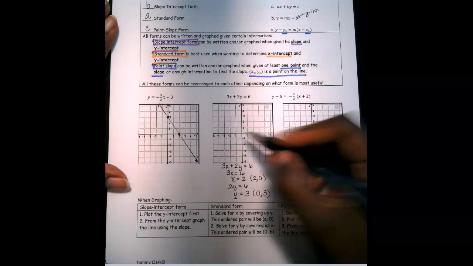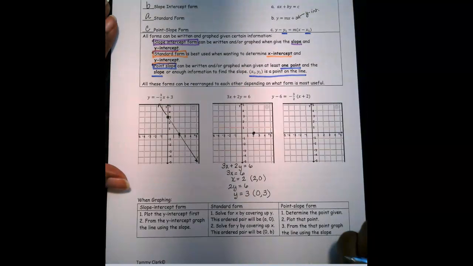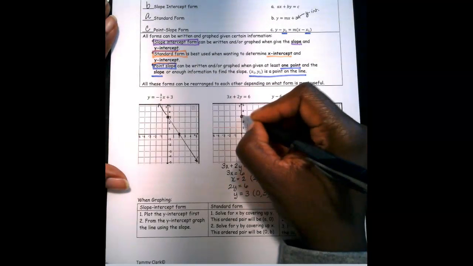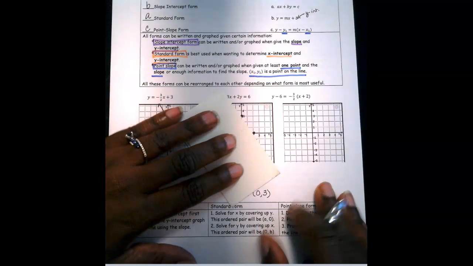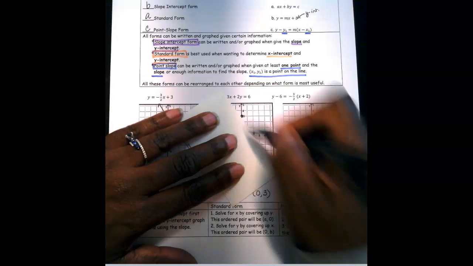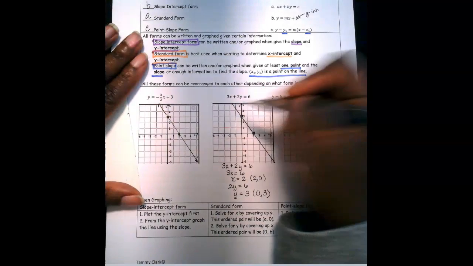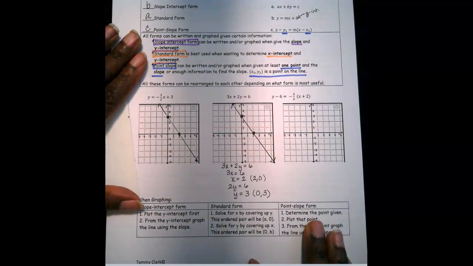So I can come over here and say, okay, 2, 0 would be the first point, and then 0, don't go left or right, 3, go up or down, so I'm going up 3, and I only, again, need 2 points to graph a line. My makeshift ruler here. All right, so that is from standard form.